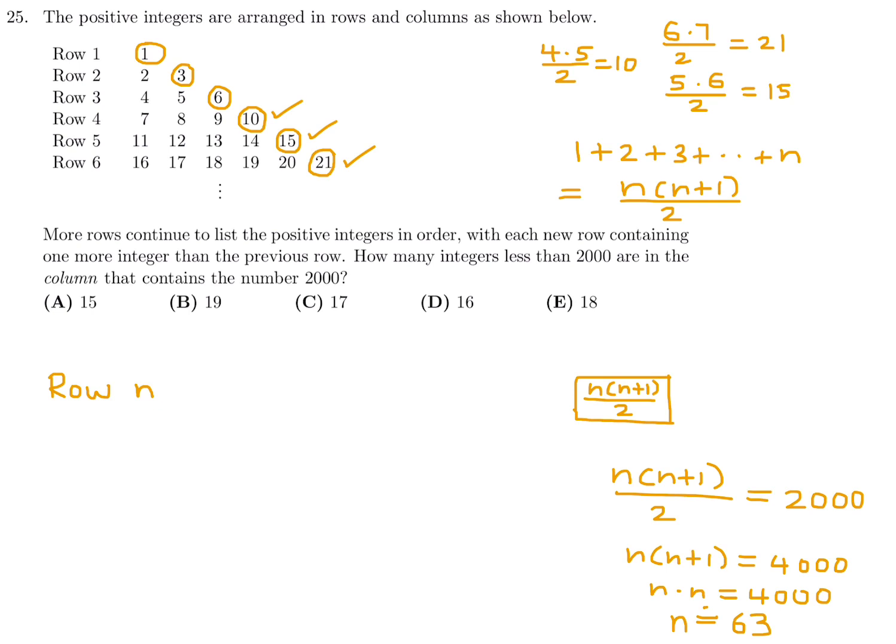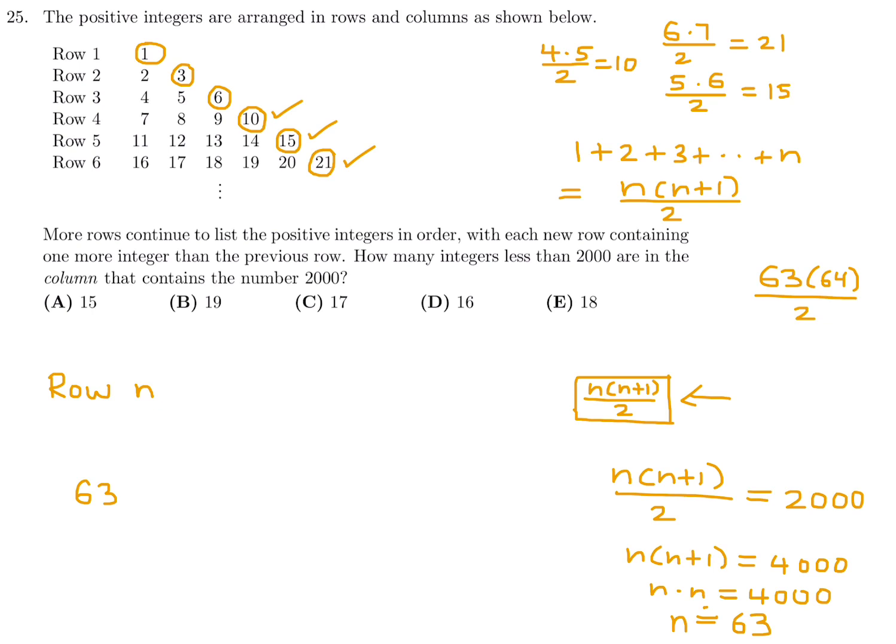So let's figure out a possible scenario. Let's say n is 63. If n is 63, then what is my last number? Well, I just use that formula. So I get 63 times 64 divided by 2.